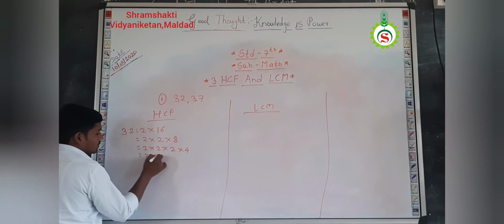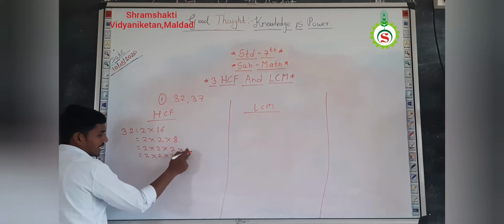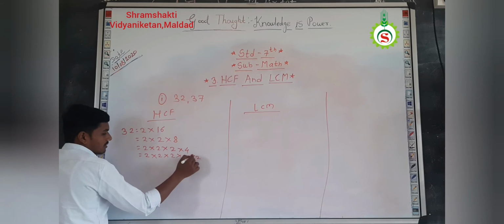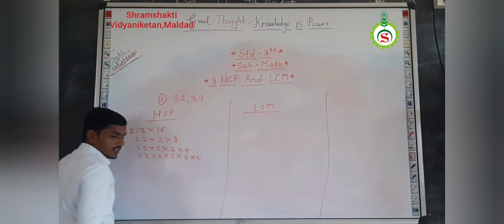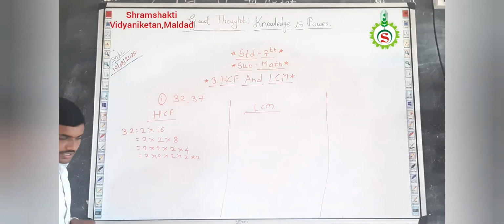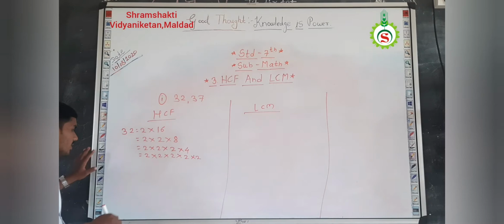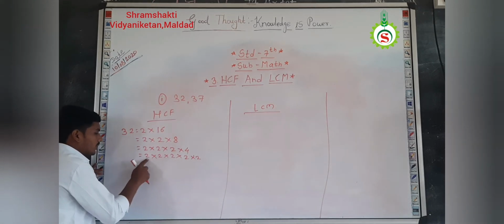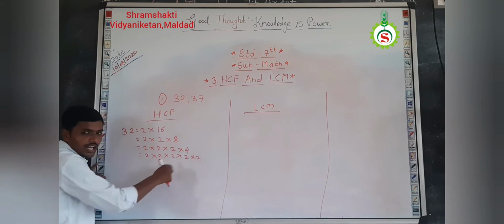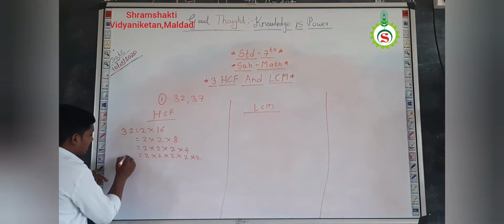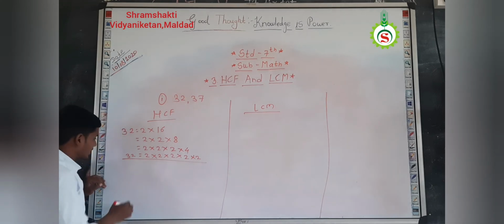Now 2 into 2 into 2 into 2. If I divide that 4 by 2, the answer will be 2. That means all the 2s are prime numbers, not divisible by any other numbers. That means our factorization is 1. So if I want to cross verify, 2 2s are 4, 4 2s are 8, 8 2s are 16, 16 2s are 32. That means our factors are correct.